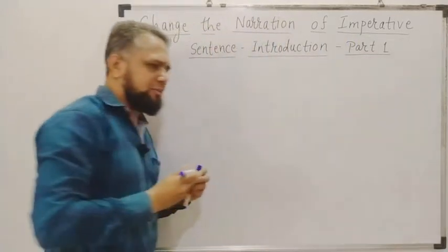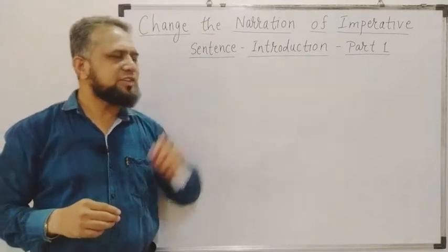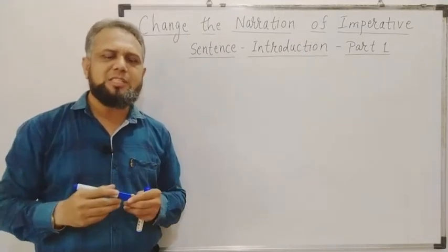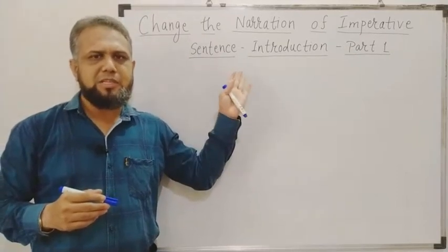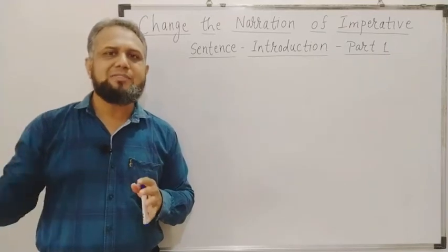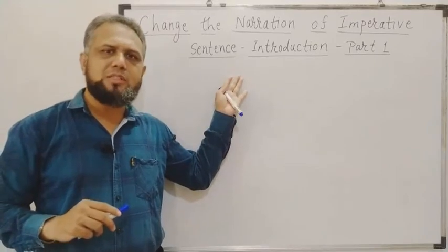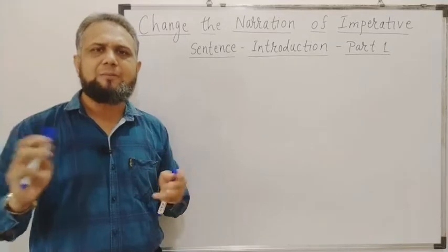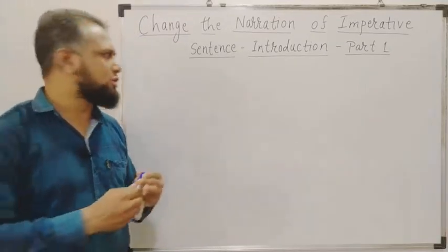Introduction, Part 1. In this first part of the introduction, we will see the rules of transformation, how we can transform the imperative sentence from direct to indirect narration, and what the rules are, as we have seen in the assertive sentence. So here are also some rules which we have to follow when we transform the sentence from direct to indirect narration. So first of all, let us see what those rules are.